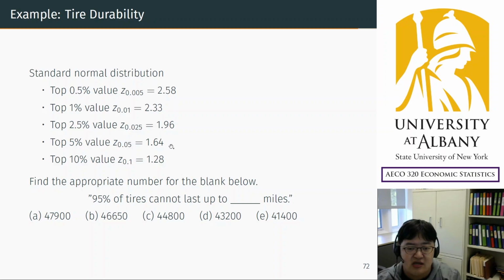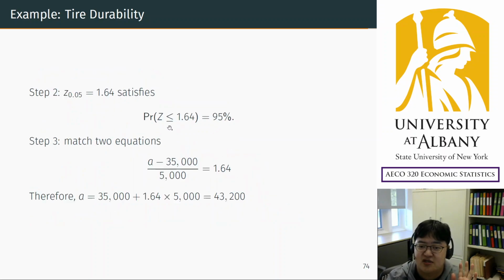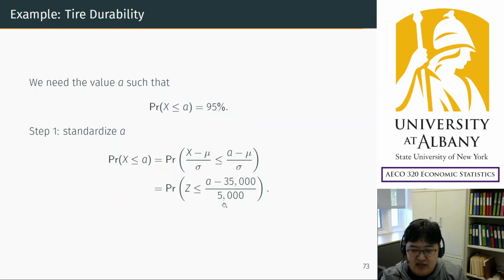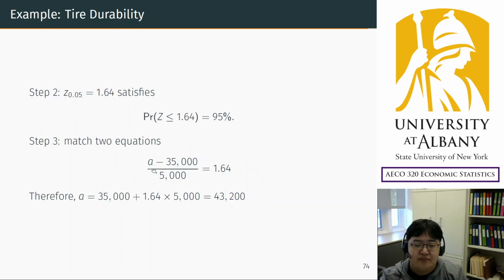That's what this means: only 5% cannot last 8 miles. So only the top 5% of tires can endure 1.64. That's how you can understand it. And then 1.64 and this part are playing the same role in their respective equalities, so we can equate them, right? (A minus 35,000) divided by 5,000 equals 1.64.